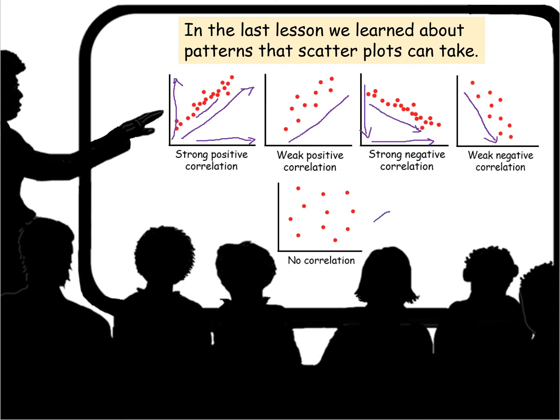And in the last example here, we see that there is no correlation. There does not seem to be any relationship between what is happening with x and what is happening with y. Points are kind of all over the place, up and down.